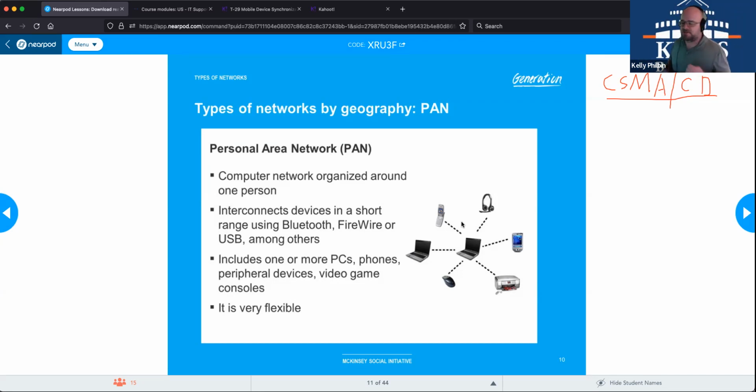It is extremely flexible. Predominant method for communication is going to be Bluetooth, but other things like FireWire, USB, and others fall into that as well. But the primary wireless technology you're going to use is Bluetooth. Questions on PANs? So personal PAN, small bubble.